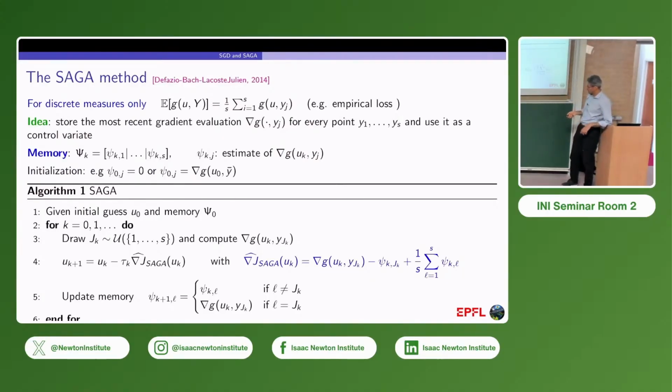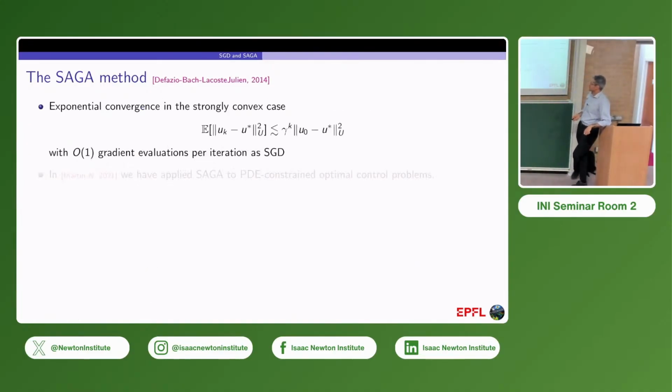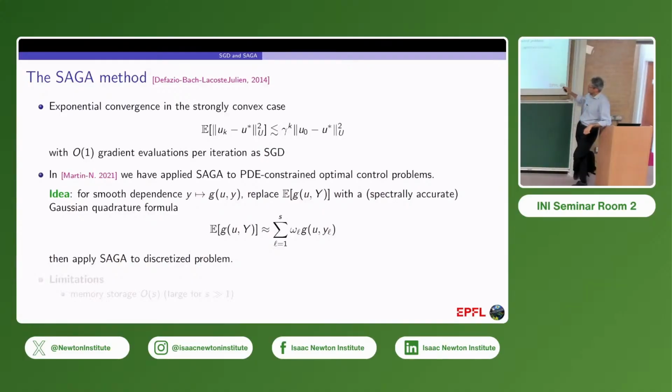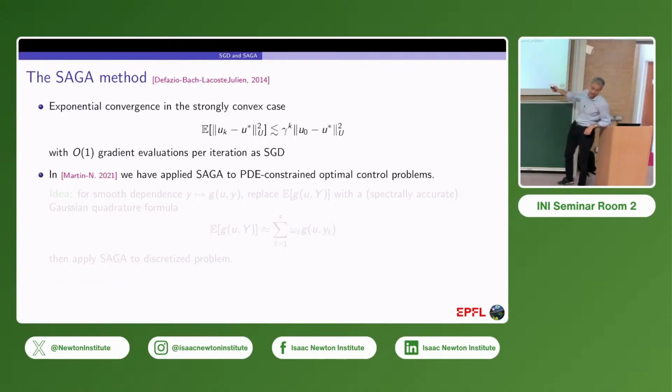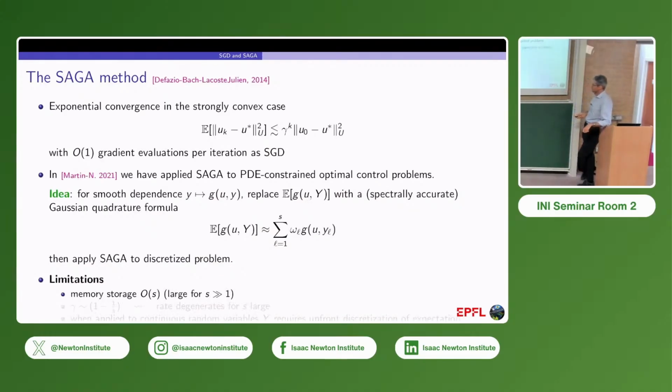Of course, there is a big price, and the big price is the storage. So you have this memory to keep track of, and if S is very large, you need a very big memory term. And the other issue is what this gamma is here, and actually this gamma is of the order of 1 minus 1 over S. So if S is very large, the convergence is geometric, but not so fast at the end. So there is a degeneracy when the number of points becomes too large, both in terms of memory storage and in terms of convergence.